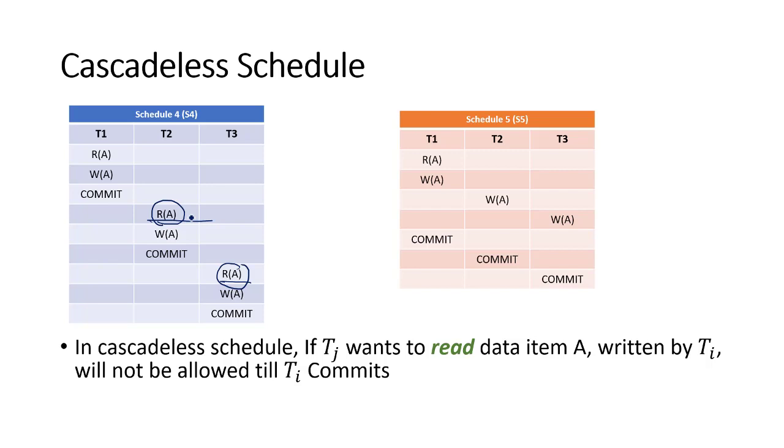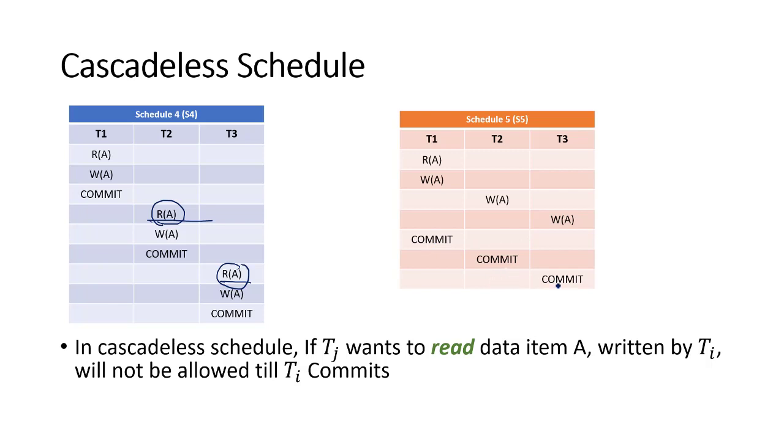Now consider schedule 5. Is that a cascadeless schedule? Yes, it is a cascadeless schedule. Now see what is happening. T1 is reading a data item, then it is writing that data item. T2 is writing that data item before T1 commits, and T3 is writing that data item before T1 or T2 commits. Then we are committing T1, then we are committing T2, then we are committing T3.